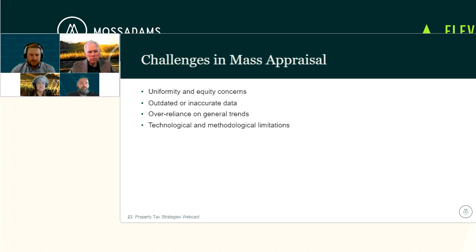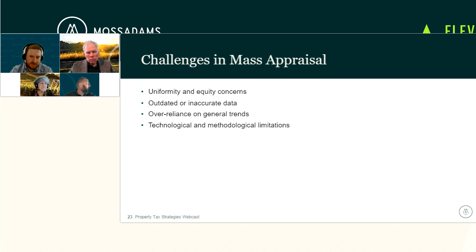So despite the precision of the independent appraisal firms, the mass appraisal system can sometimes lead to inaccuracies in property tax assessments for oil and gas wells. Let's discuss some of the common issues and effective protest strategies. The first big issue we see are uniformity and equity concerns. One of the major challenges we face is that mass appraisals can sometimes overlook the unique characteristics of individual properties. This oversight can lead to unfair tax burdens for some property owners.